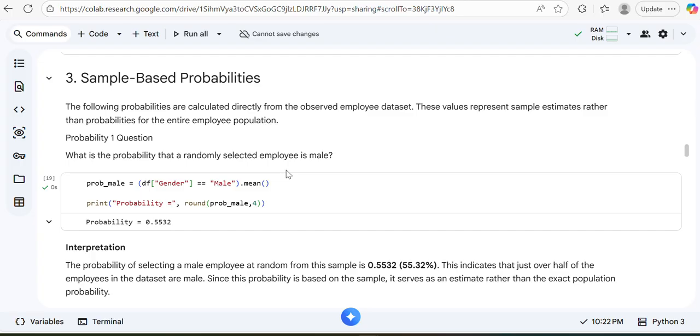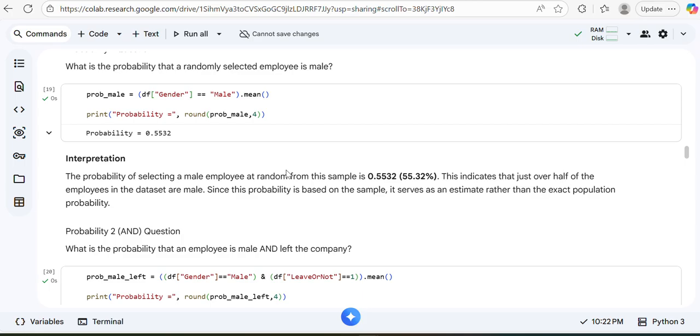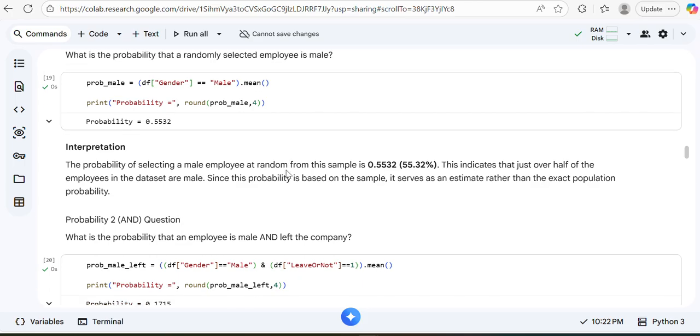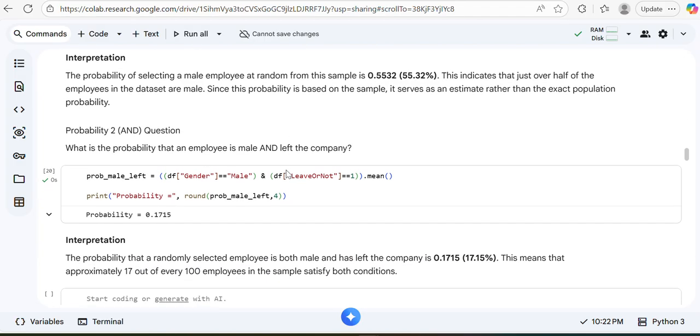Sample probability, and then calculate the probability directly from the observed sample. The probability of selecting a male employee was approximately 55.32%. The probability of selecting an employee who was both male and had left the company was about 17.15%. The probability of an employee either working in Bangalore or belonging to payment tier 3 was approximately 77.28%.